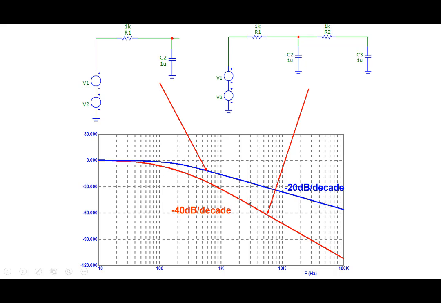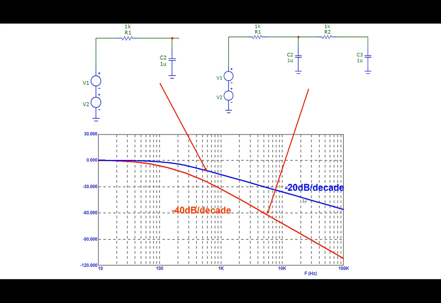In one case, the transfer function is falling at 40 dB per decade, and in the other one, the transfer function is falling at 20 dB per decade. Why it is falling like this, we'll see later on.